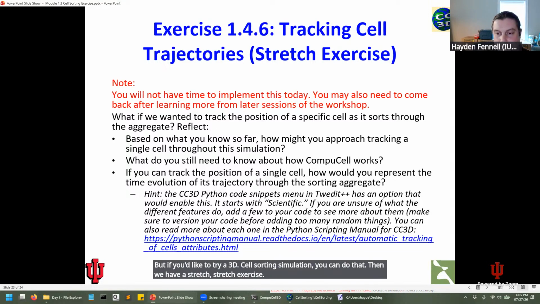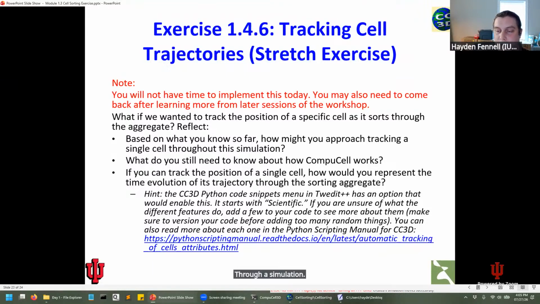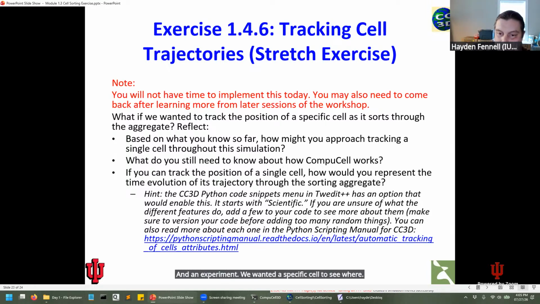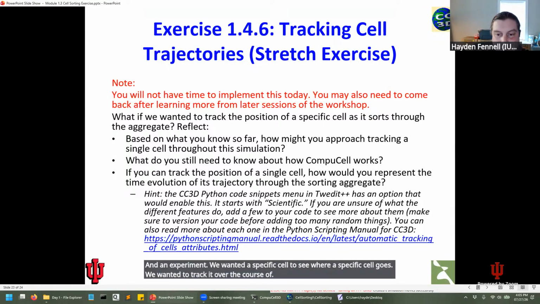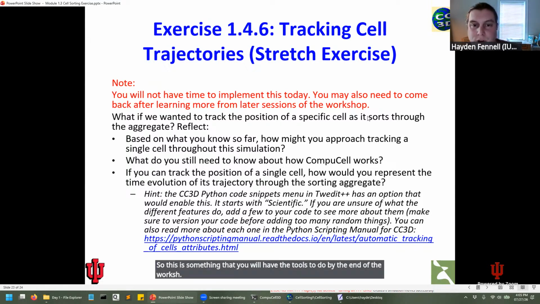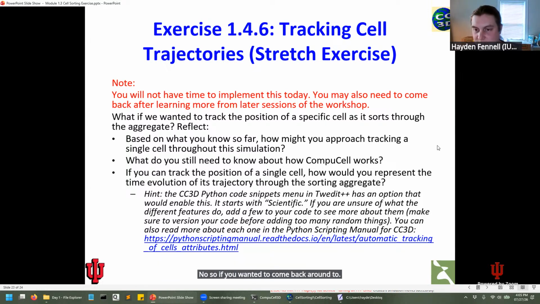We had a couple people asking earlier today about tracking individual cells through a simulation. We haven't talked about how to do that yet. But this is in here so that if you want to come back to it later after we have talked about that, you can try this. If we had an experiment where we wanted to see where a specific cell goes, and we wanted to track it over the course of the simulation, how would we do that? This is something that you will have the tools to do by the end of the workshop, but you don't currently know. So if you wanted to come back around to this later, it's in the slides.